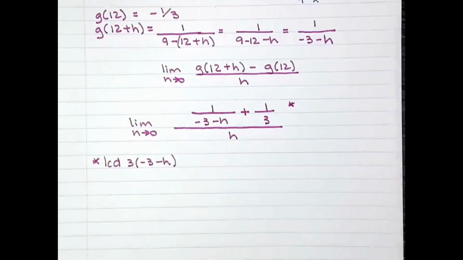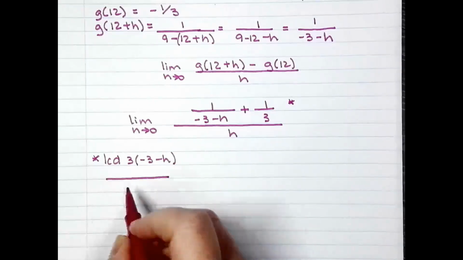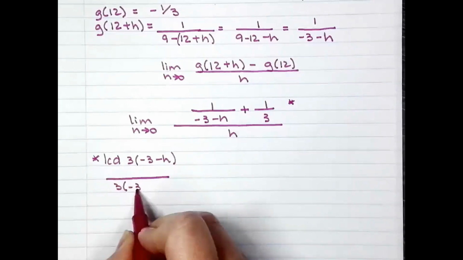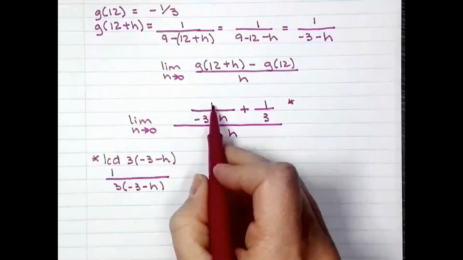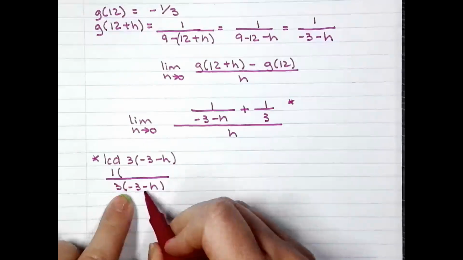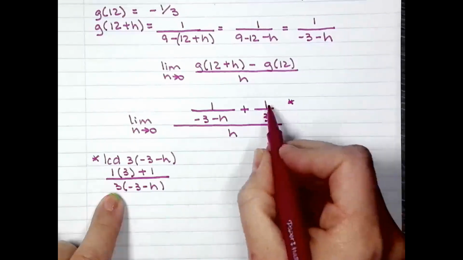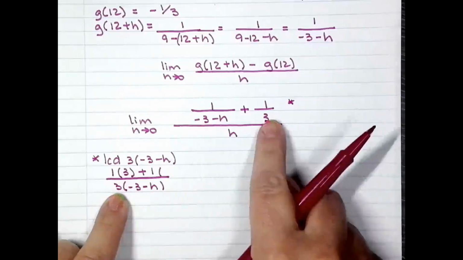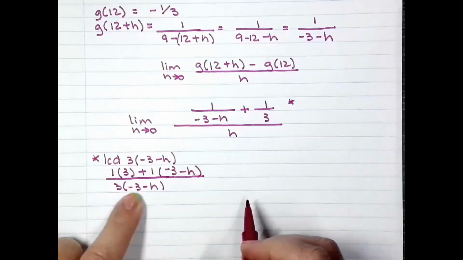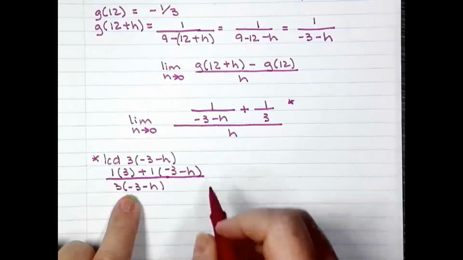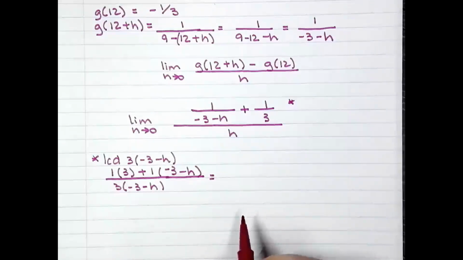And if you have a different way to do this, go for it. You don't have to do it my way. So this is my LCD. I have 1 right there from the numerator that I already had. And this stuff divided by that, I have 3 left over. Plus 1 from right there. This whole thing divided by 3 times negative 3 minus h. Some of you might want to say you crisscross right there. Do what you want. But in reality, this is the pretty way to do it.